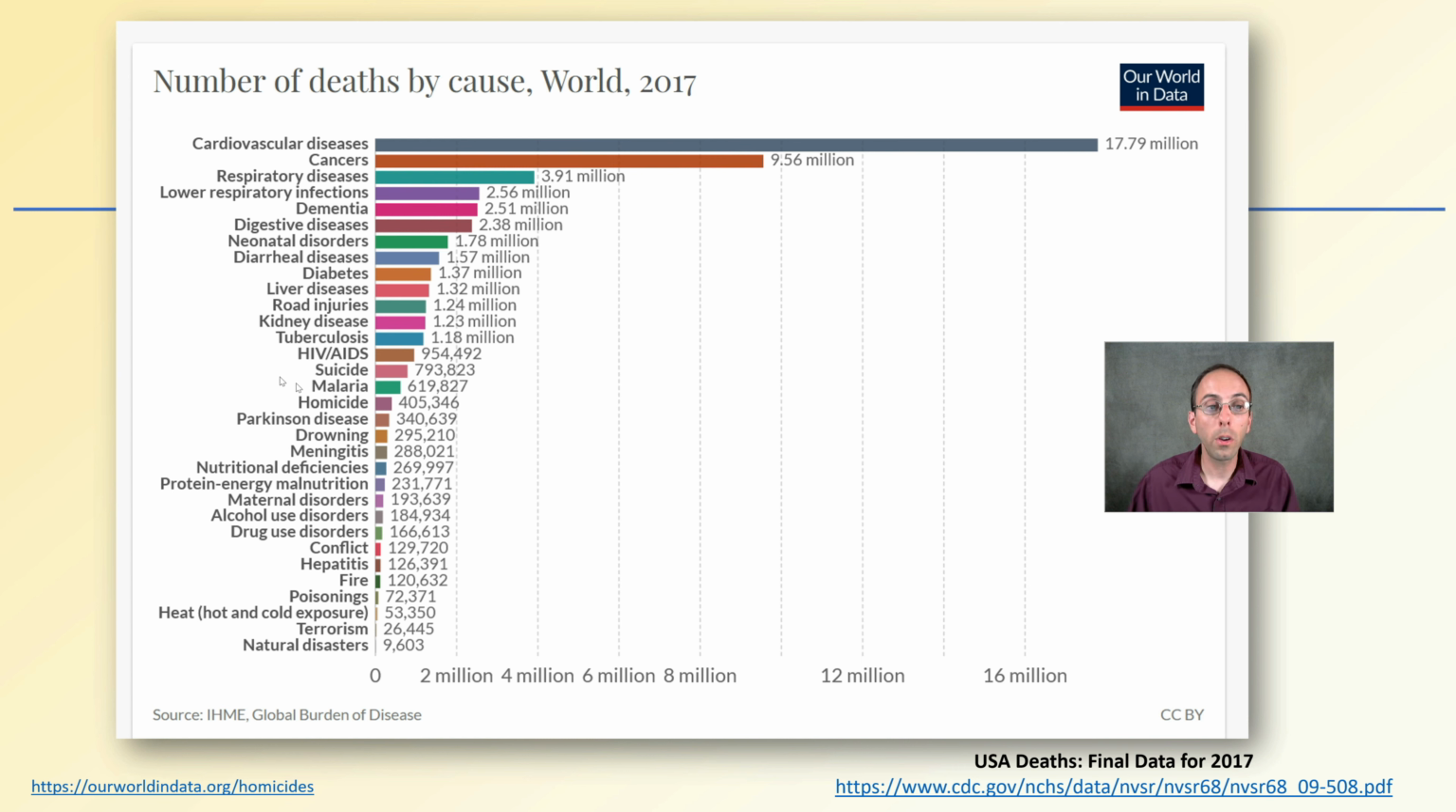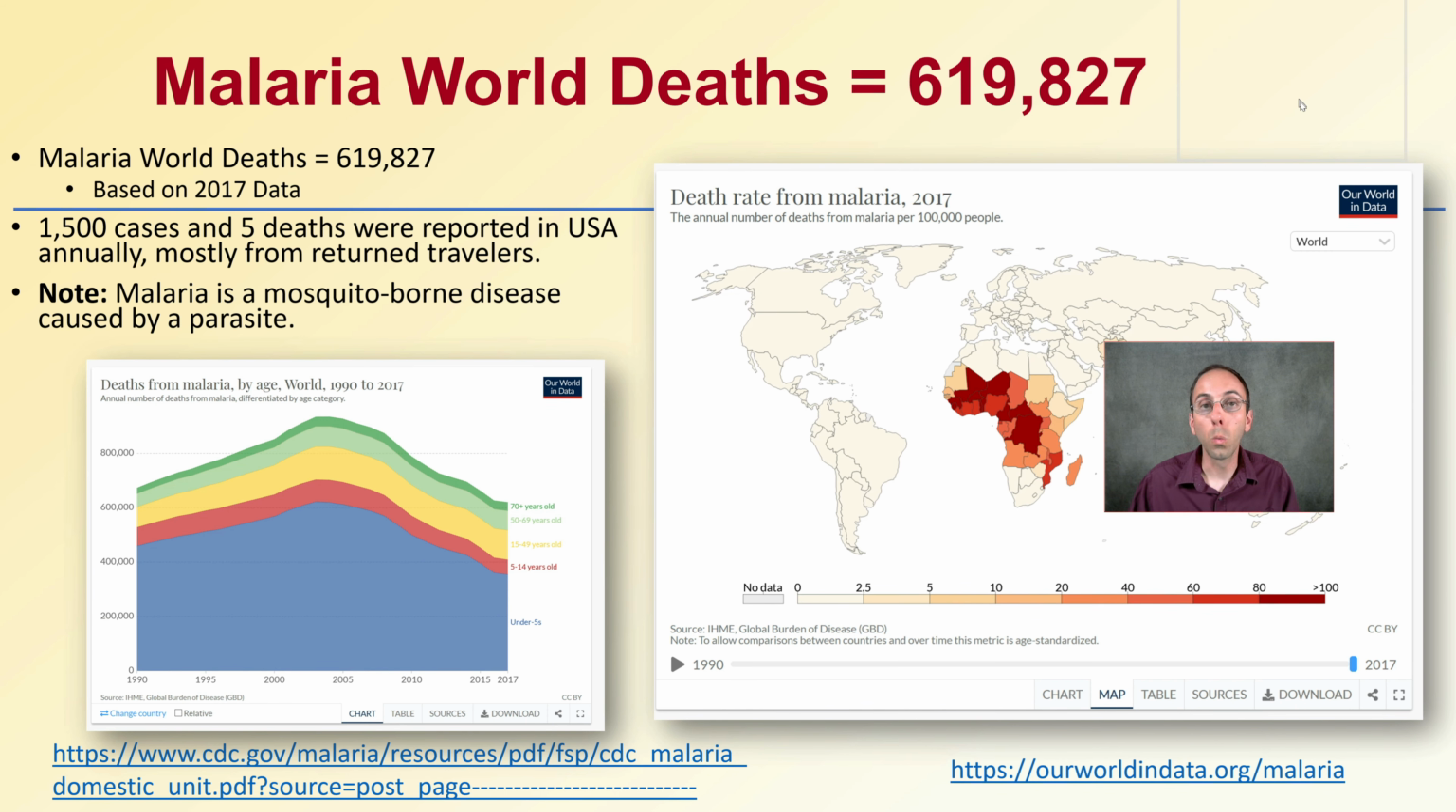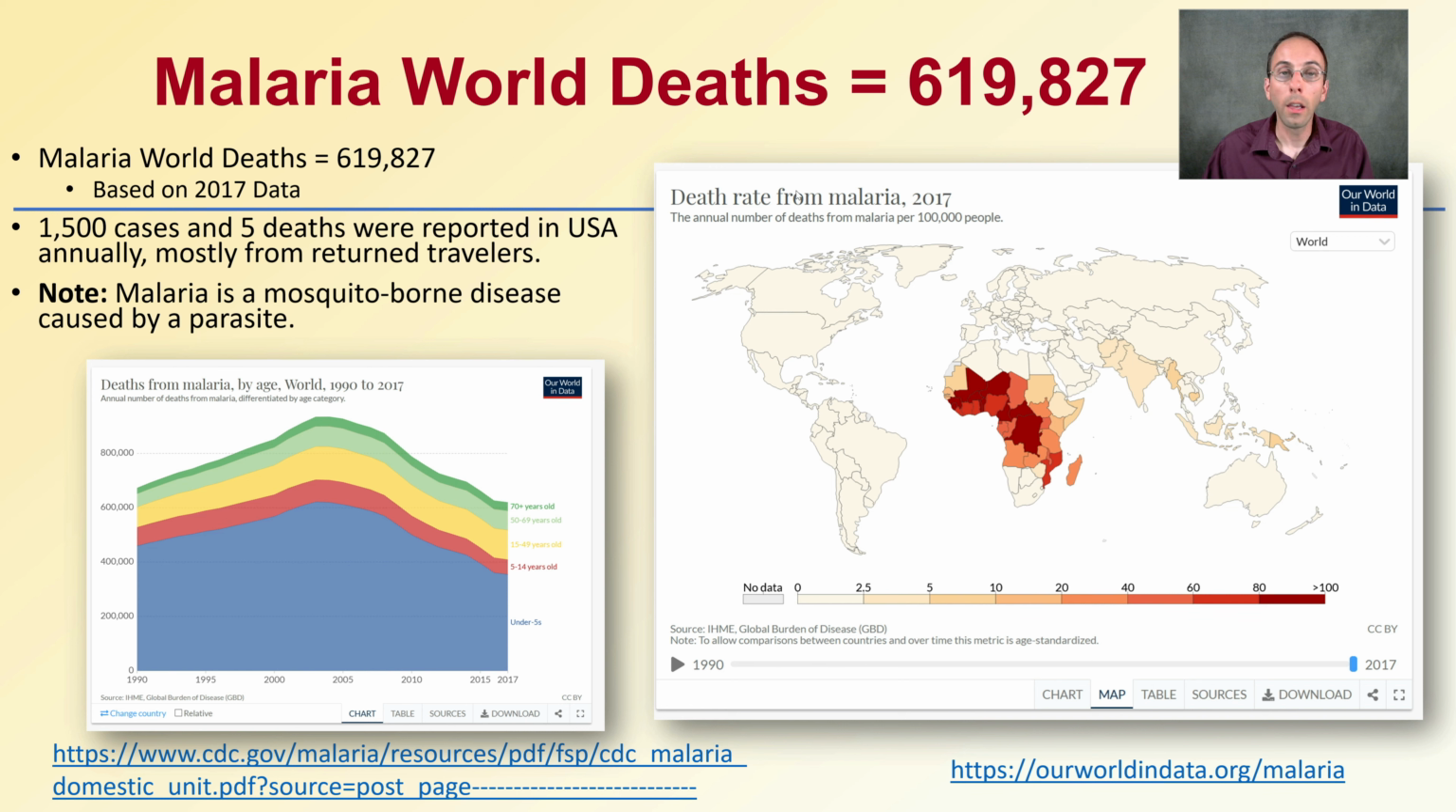What's interesting of note is malaria, over 619,000 deaths in the world in 2017. Now, you probably didn't hear a lot about this, particularly in the United States, because there are only about 5 deaths reported annually in the United States, mostly from return travelers, with only about 1,500 cases.